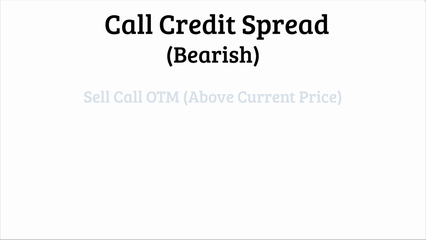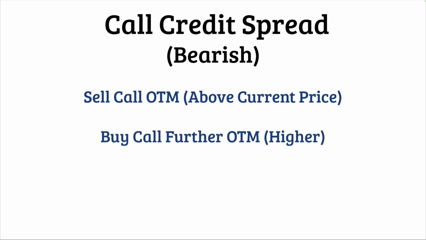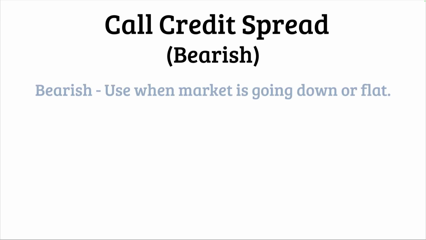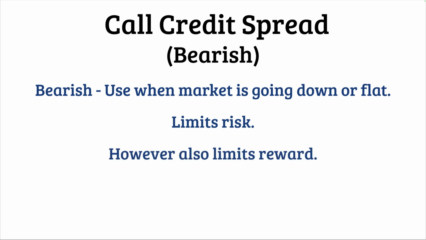This is a bearish strategy. So what it is, it's when you sell a call out of the money or above the current strike price. And then what you do is you buy a call further out of the money or higher in price. And I'll show you an example in a minute. And again, this is a bearish strategy. You want to use this when you think the market is going to go down or be flat. And what this does is limits the risk, but it also comes at the cost of limiting your rewards. And because this limits your risk, it's a great strategy for small accounts.